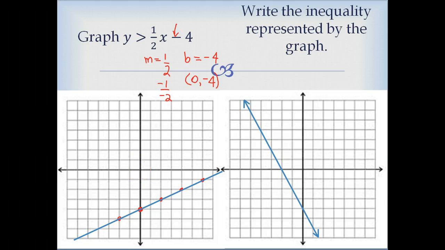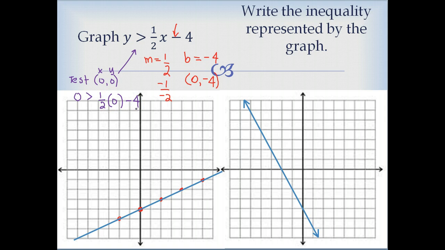So let me switch colors, and I'll show you what we're going to do with that. What we're going to do with that point, this is our test point. We're going to test 0, 0. And what I mean by test it is to plug it in. So I'm going to plug it into my original problem. My y value is 0, my x value is 0. So if I plug it in, it's going to look like this. 0 is greater than 1/2 times 0 minus 4.